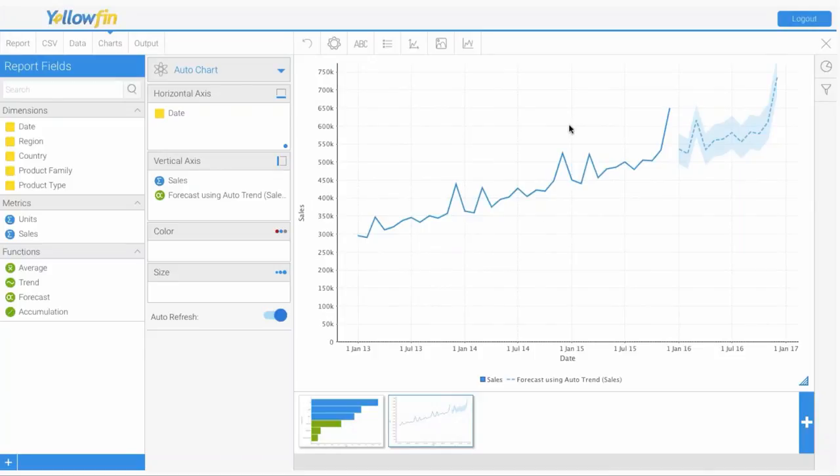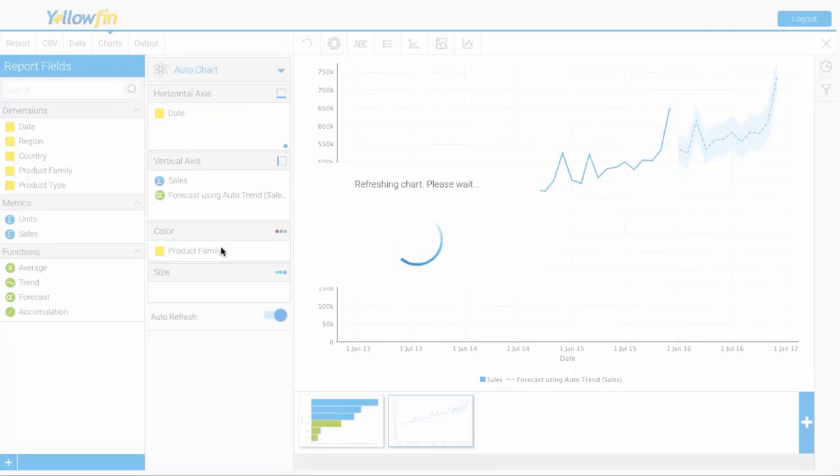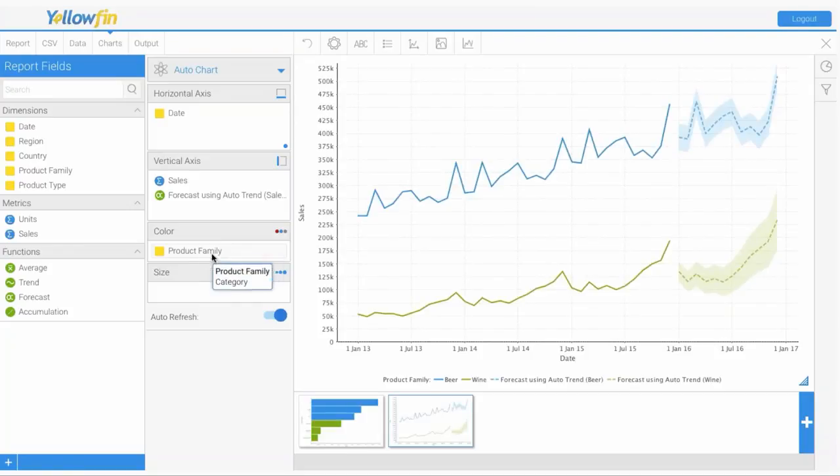Let's just continue to ask a few more questions, explore this data a little bit more. Let's have a look at how this is broken down by product family, so our beers and wines. So if I take product family and drag that to color, Yellowfin is going to split that line into two different lines. So I can actually compare our sales of beers versus our sales of wine. And obviously, there's a lot more sales there of beers.